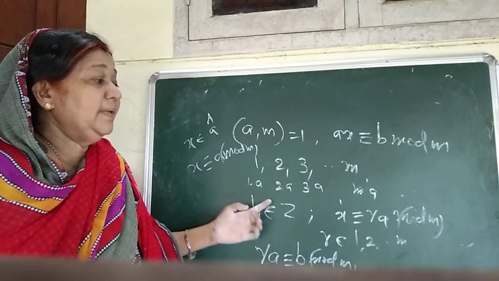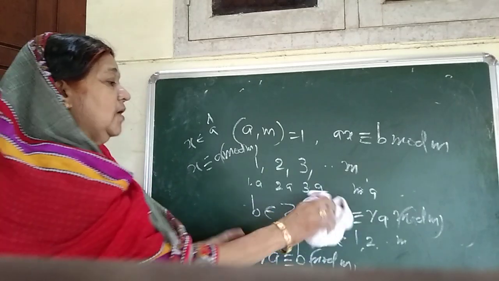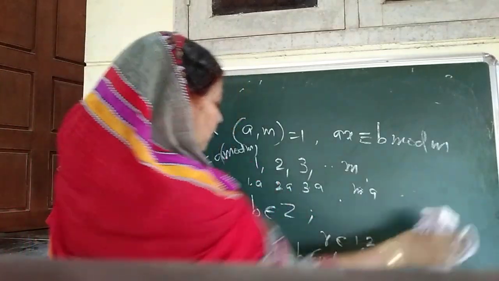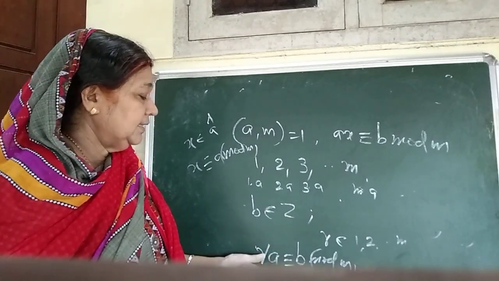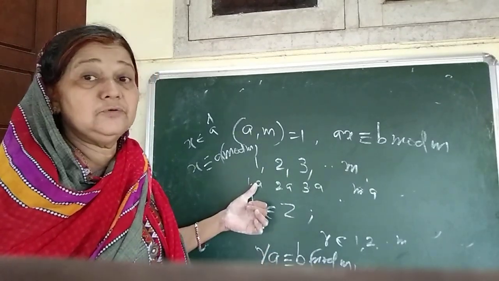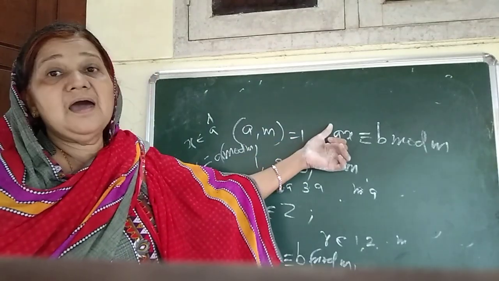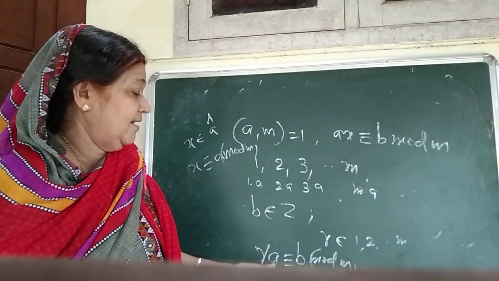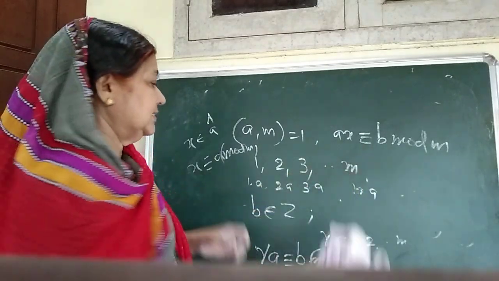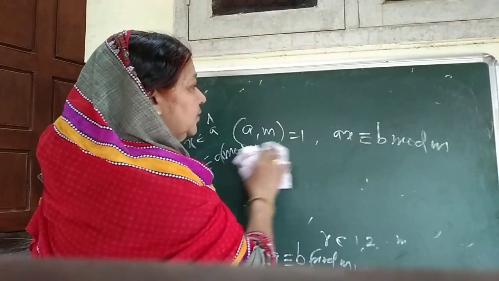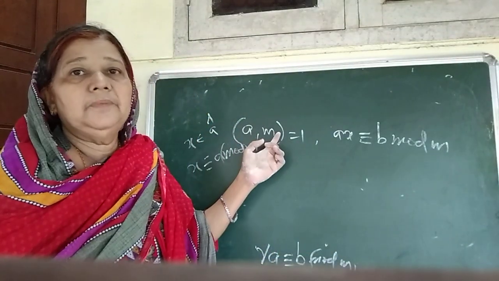Right? We know b is an element of Z, then ra is one of the numbers, so ra is congruent to b mod m for any of these integers. Therefore, this r is the unique solution of this equation ax. So there exists an element r belonging to one of this m such that ar is congruent to b mod m if (a, m) equal to 1.